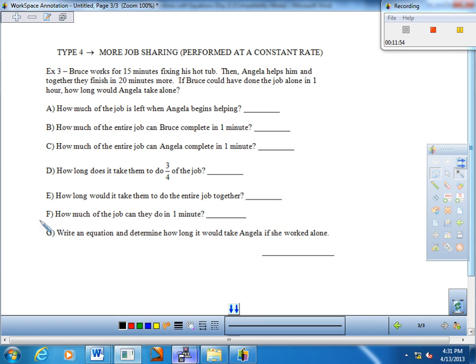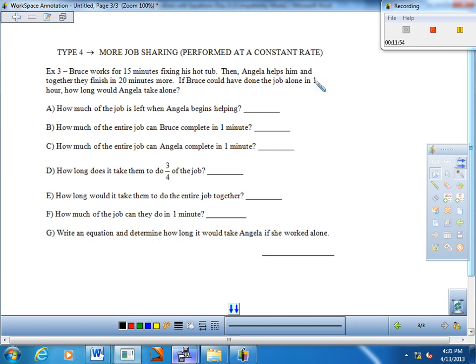Example 3. Bruce works for 15 minutes fixing his hot tub. Then Angela helps him, and together they finish in 20 minutes more. If Bruce could have done the job alone in an hour, we'll go 60 minutes on that, by the way, so let's get everything in uniform time. So in 60 minutes, how long would Angela take alone? All right, very cool. So one thing we have to be concerned about here is that part of the job is done independently before they start working together.